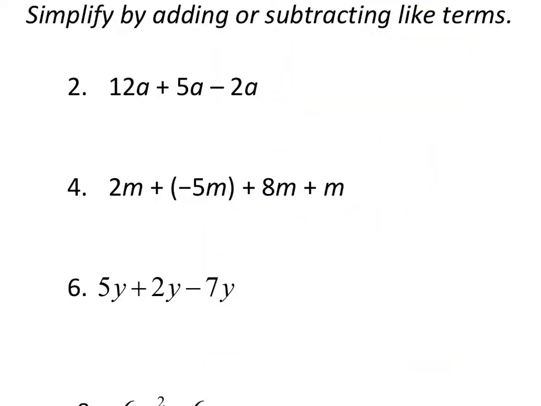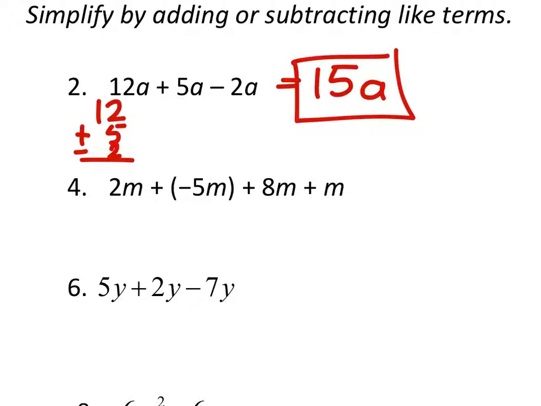So we need to simplify by adding and subtracting like terms on these. Number 2 has only a values, okay? So there's no other variables or letters that we need to worry about in terms of like terms. So we're just going to combine these all. All we have are a's on this. So we got 12 a's plus 5 a's. Oh, that's not plus, but minus 2 a's. So 12 plus 5 minus 2. 12 plus 5 is 17, then minus the 2. That gives us 15 a's. And there's our answer.